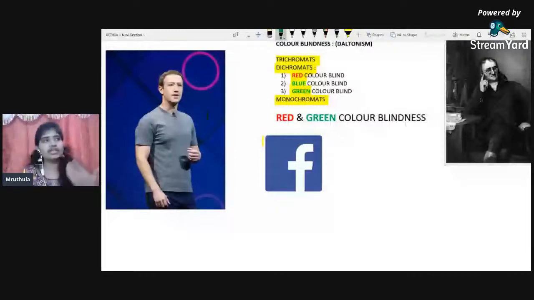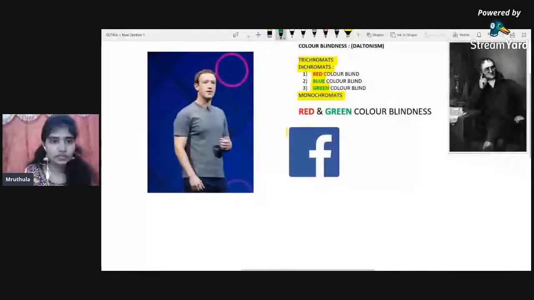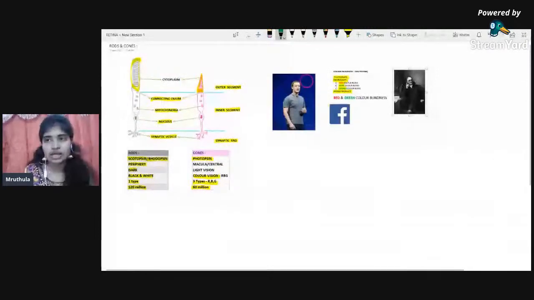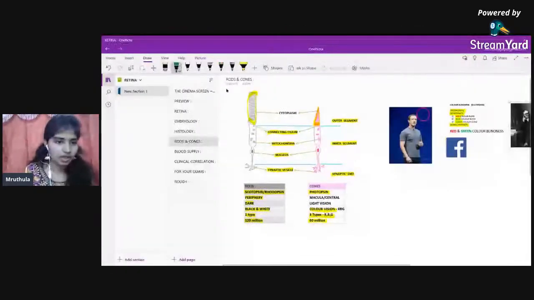So only when something about the color comes up in a discussion will people know that a person has color blindness. So the term color blindness itself started only after Dalton's work. It is named after him as Daltonism. Moreover, he had color blindness himself. So that's about rods, cones, and color blindness.